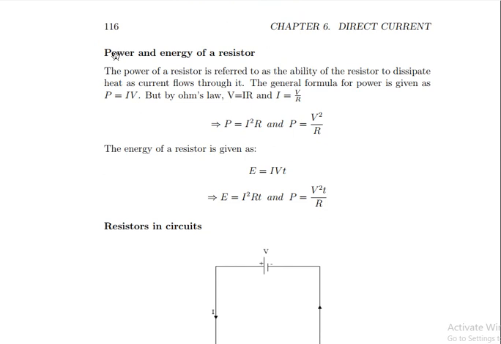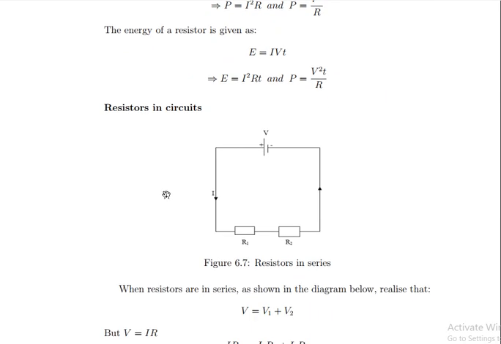So now let's visualize the power and energy of a resistor. The general formula for power is given as IV. But we know via Ohm's law that V is equal to IR, so you can substitute V here. We see that power is equal to I squared R, or power can be equal to V squared all over R. And the energy of a resistor is normally given as IVT. When we substitute, we have E equals I squared RT, or E equals V squared T all over R.